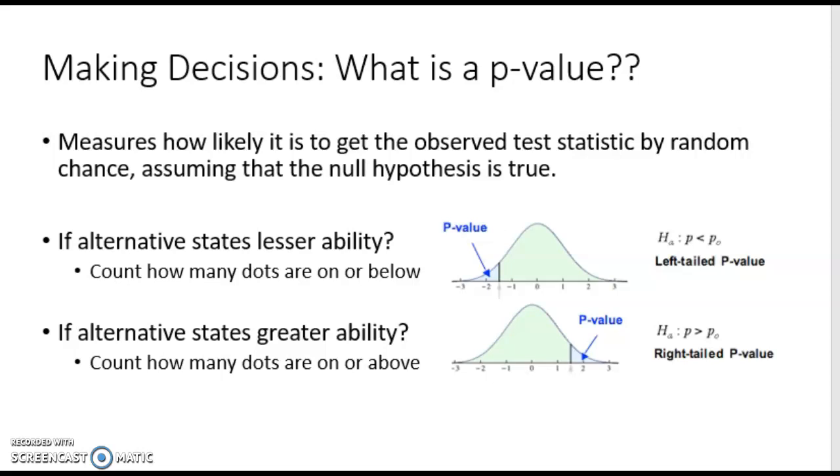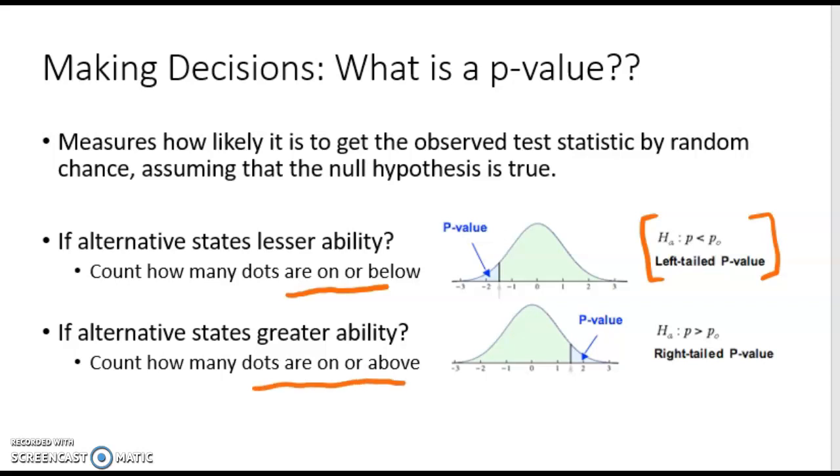There are two different types of outcomes that we can have. We can have where your alternative says lesser ability. If we're talking about how many dots are on or below, that gives me the p-value to the left, a percent to the left. This notation right here is actually more familiar; you'll see it again in college statistics. Essentially it's saying your proportion is less than your observed value. If the alternative hypothesis says greater ability, then we're looking for how many dots are on or above.